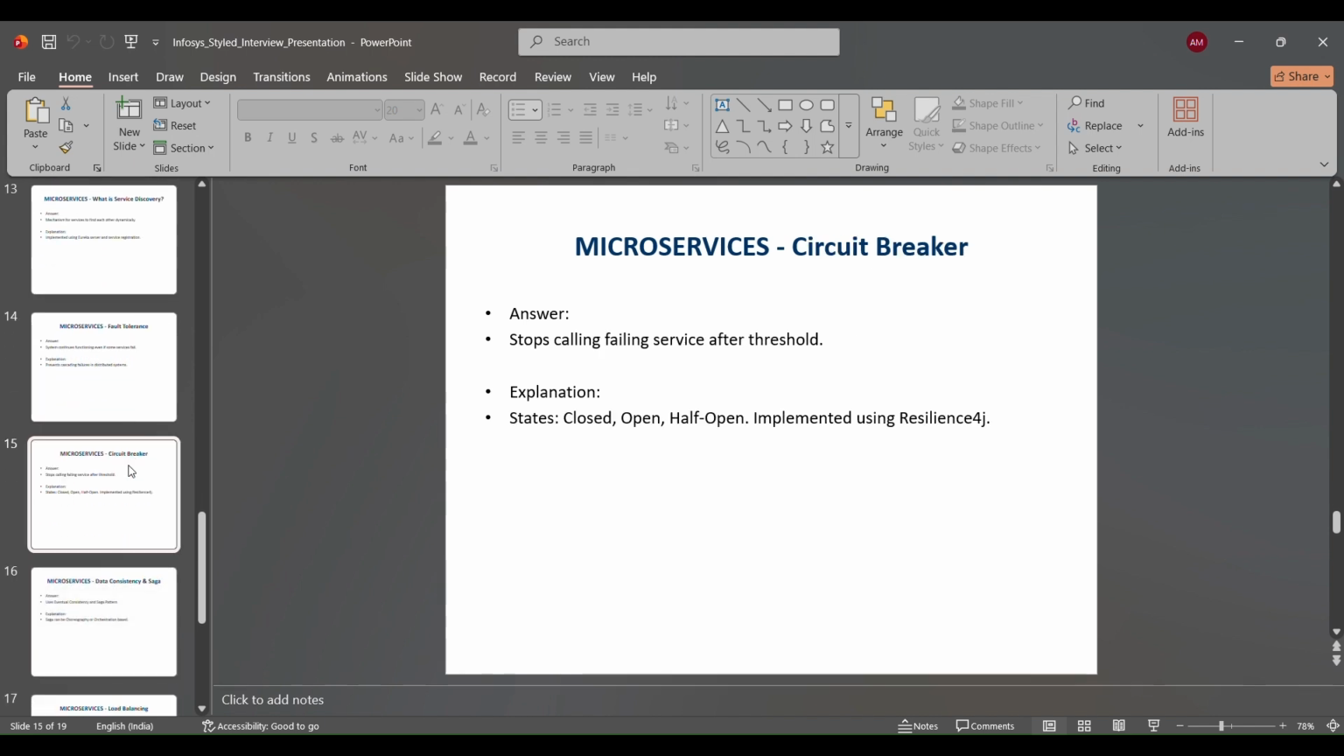The next question is, what is circuit breaker? It stops calling a failing service after a threshold. We can give the explanation like closed, open, half-open, implemented using Resilience4j.